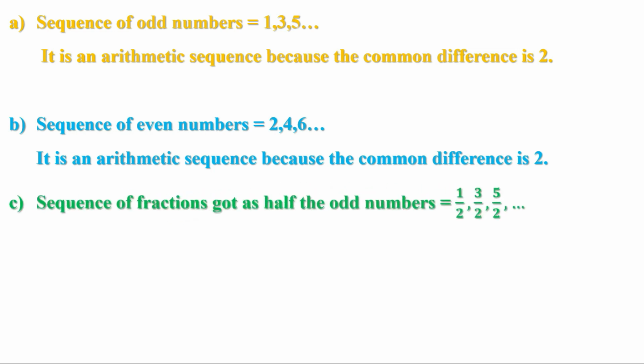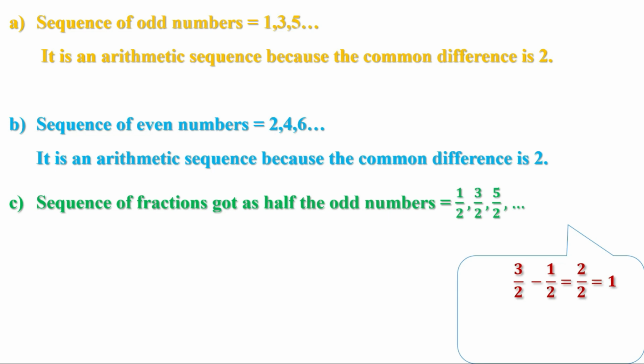Now is it an arithmetic sequence? Let us find the difference between second term and first term and third term and second term and check whether they are equal or not. x2 minus x1 is 3 by 2 minus 1 by 2. Now the denominators are same. So 3 minus 1 all divided by 2. And 3 minus 1 is 2. So we get 2 by 2 and that is equal to 1.